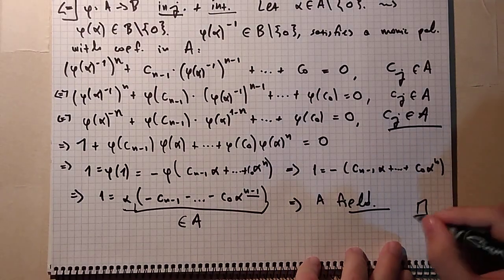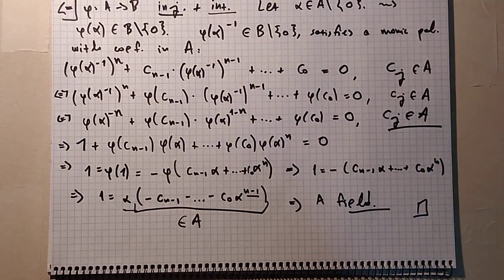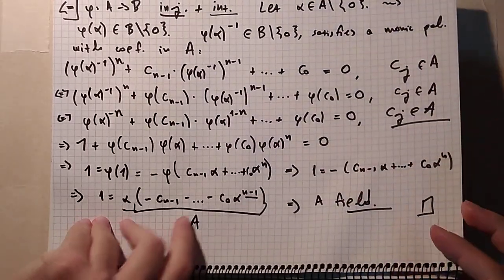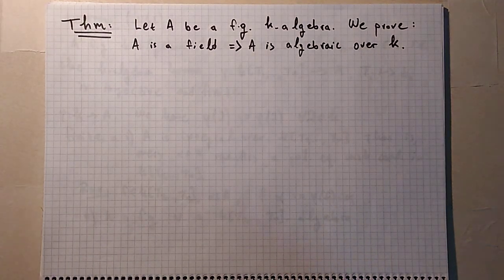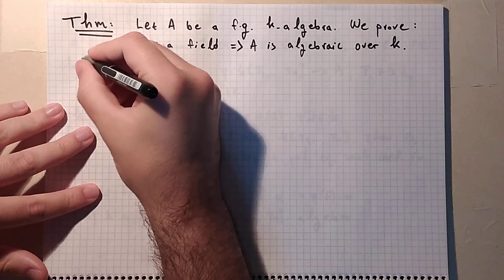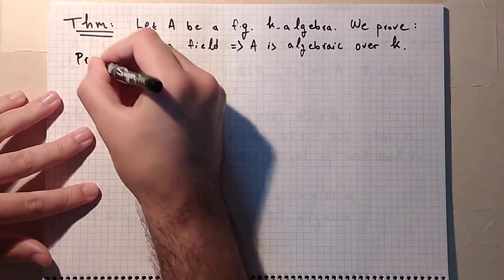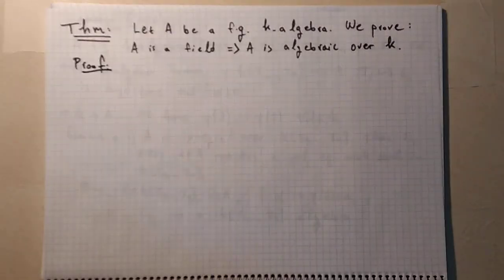Right, and I think this finishes the proof of the lemma, and now we can move to our last theorem, which I think I have somewhere. Yeah. So this is Hilbert's Nullstellensatz version number 1. And the proof is actually very, very short.